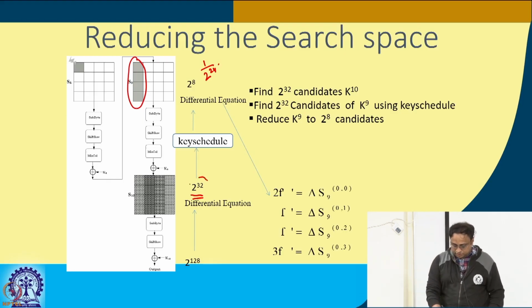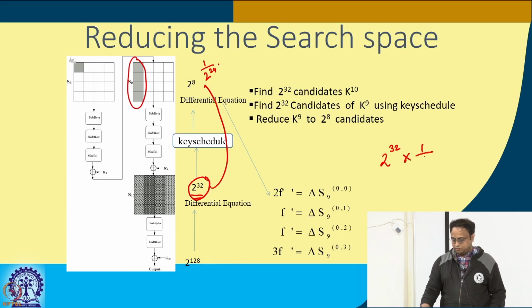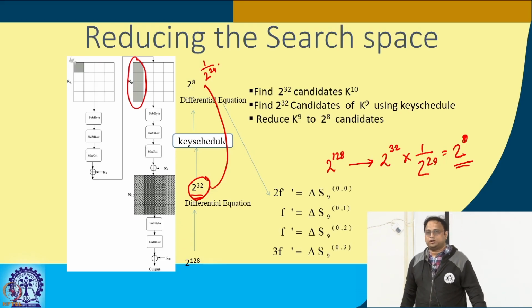So what does it mean? If you run these 2 to the power of 32 keys and put them into this test, then how many keys will survive? 2 to the power of 32 multiplied by 1 by 2 power of 24, and that is only 2 to the power of 8. So it's a single fault. Now you have reduced the key size from initially 2 power of 128 to 2 power of 32, and now to 2 to the power of 8, if you can do that.